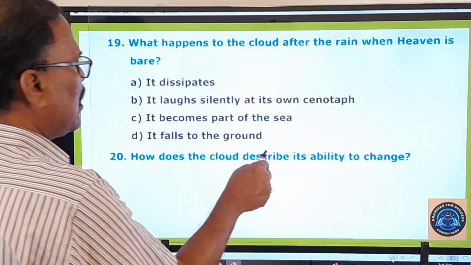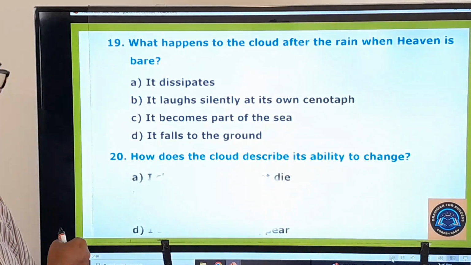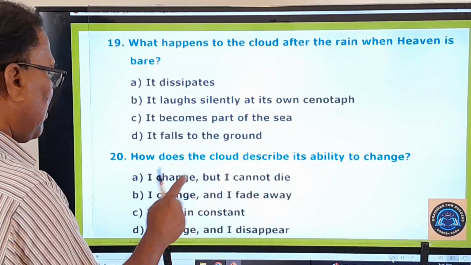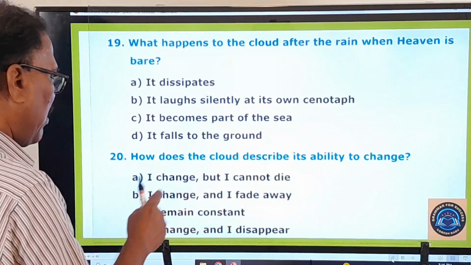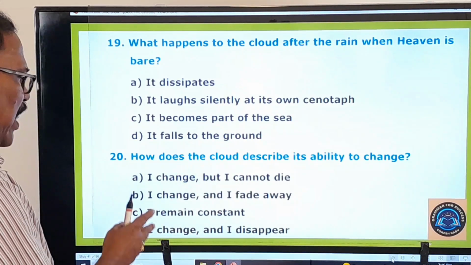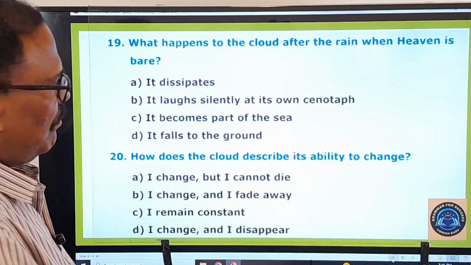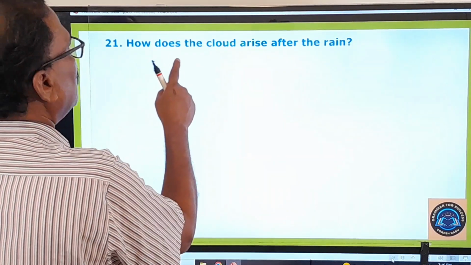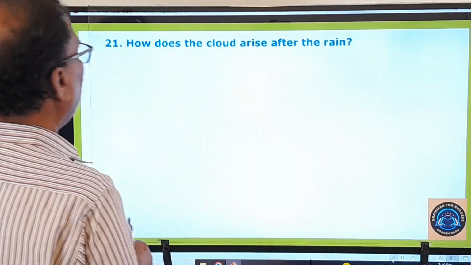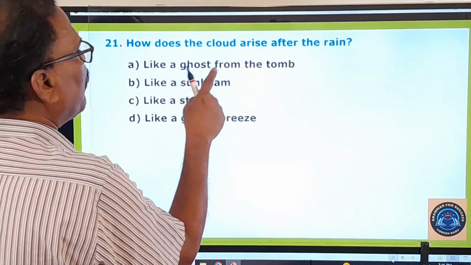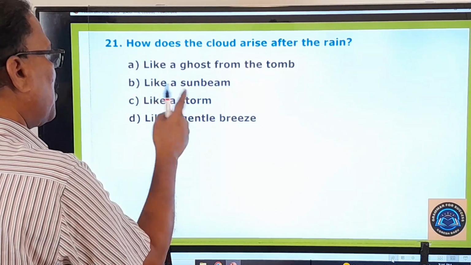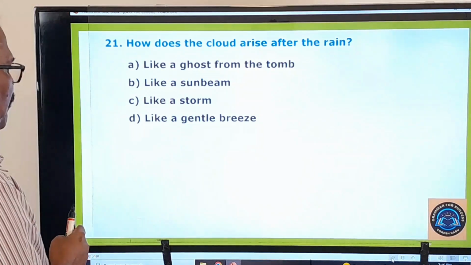How does the cloud describe its ability to change? I change but I can't die. I change and I fade away. I remain constant. I change and I disappear. You know that? How does the cloud arise after the rain? Like a ghost from the tomb, like a sunbeam, like a storm, like a gentle breeze.